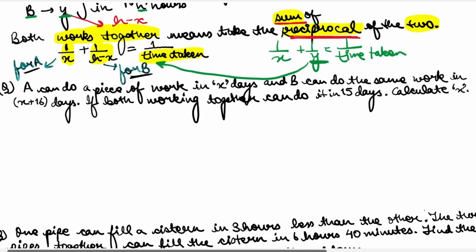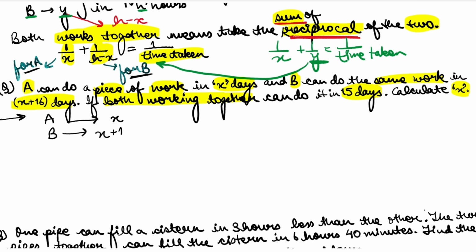So now talking about this question. Let me highlight the key points first. A can do a piece of work in x days, and similarly B can do the same work in x plus 16 days. If both are working together, then it completes in 15 days. Calculate x. So again, we'll first see how to solve it. A solves the problem in x days, and B does the same work in x plus 16 days.